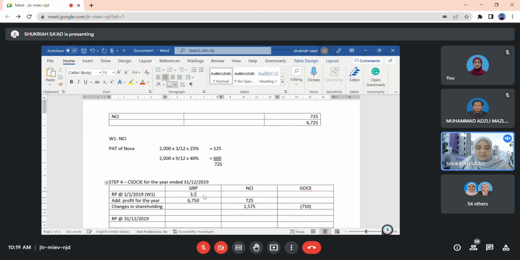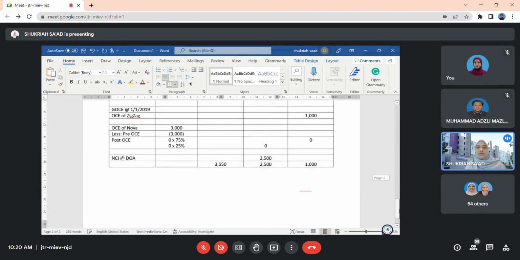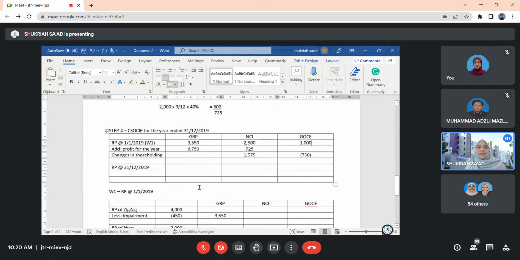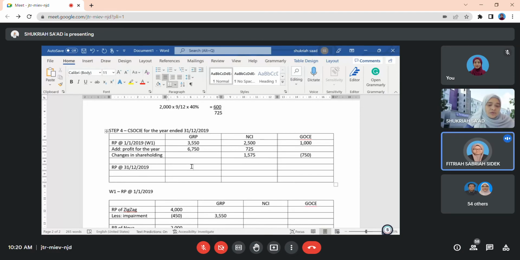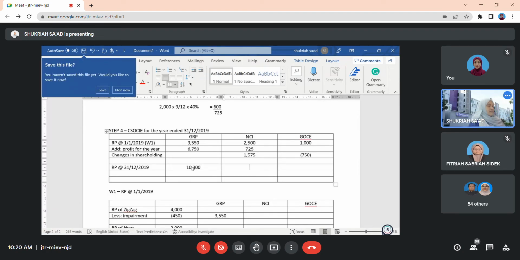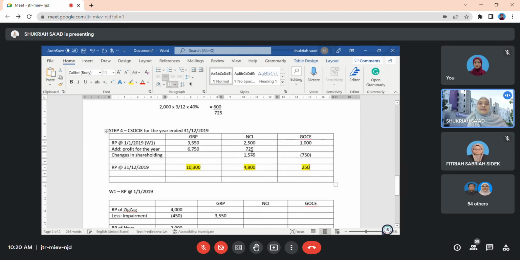3,550. NCI 2,500. This one 1,000. Okay kelas? Senang je. 3,550. Okay. So dapat nilai kat sini. Kira kelas, berapa? 3,550 plus dengan 6,750. Dapat 10,300. Okay. NCI? 1,800. 4,800. This one will be 250. Ni settle. Sekejap je, dah siap.